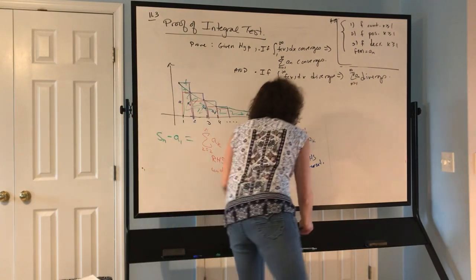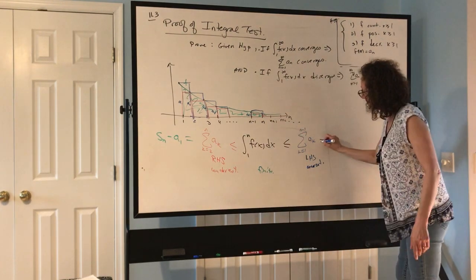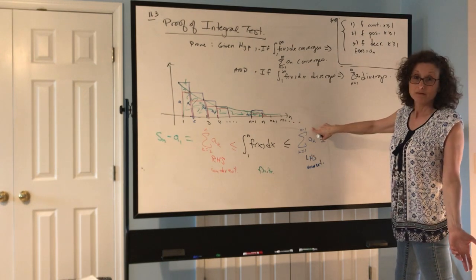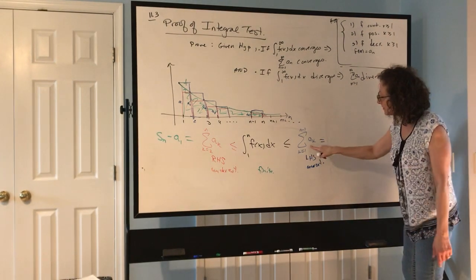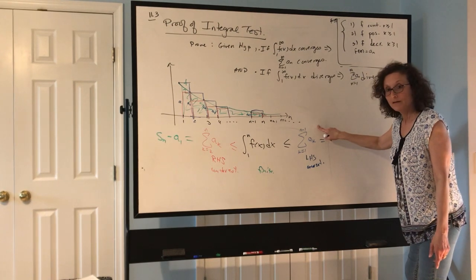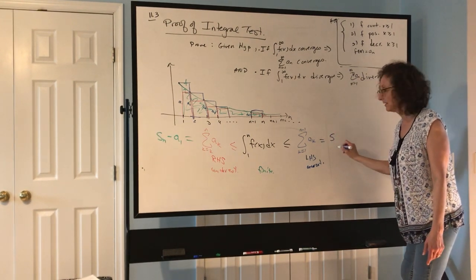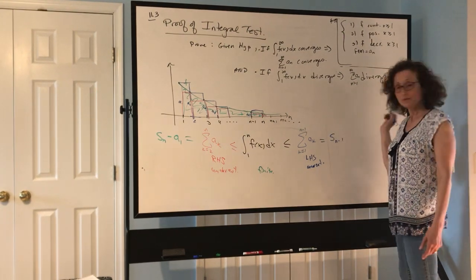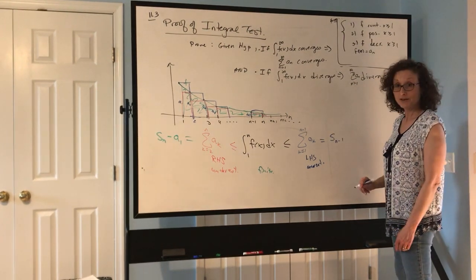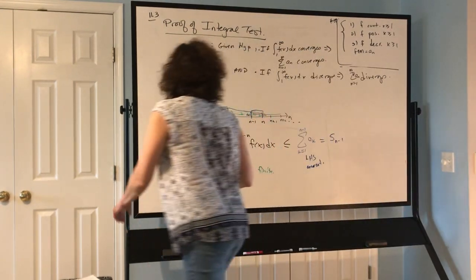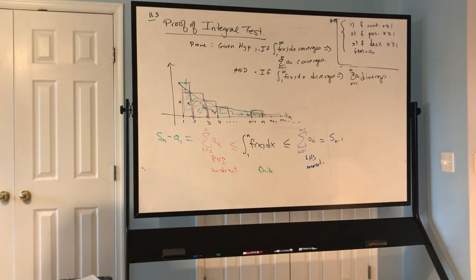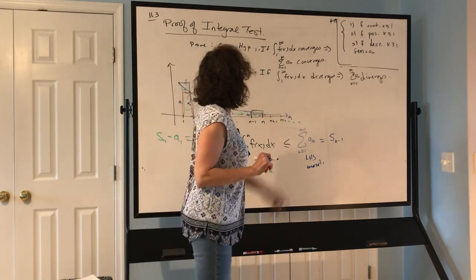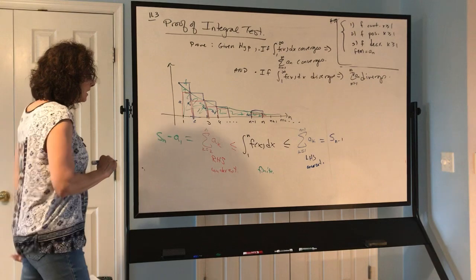Let's just talk about what this guy is. This is the sum of the first how many terms, starting at 1, ending where? Sn minus 1, very nice. And so therefore, it's a partial sum. Which one is it? How many terms are we adding up? The first n minus 1. Okay, so we've set up our inequality. It's actually maybe a little bit simpler to do the divergence piece.